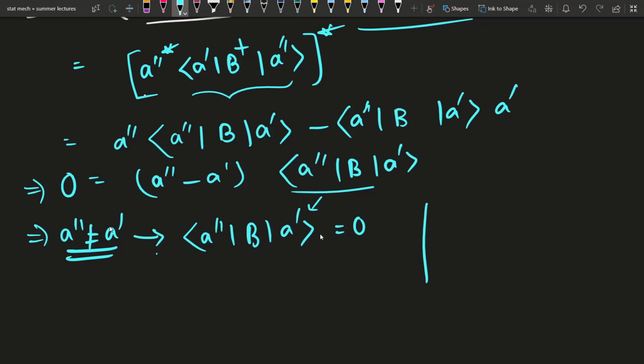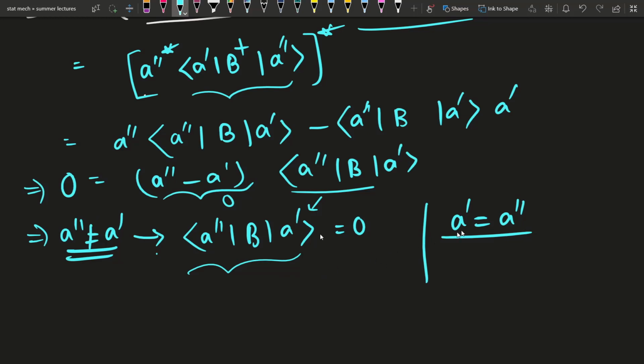Whenever A prime is not equal to A double prime, we are talking about only the non-diagonal terms, right? All the terms except the diagonal terms, what we have discussed before. And for the case when A prime is equal to A double prime, then this is not necessary. Then this will not be equal to 0. Then we know that this contribution will give us 0, so the left hand side will be equal to 0 also.